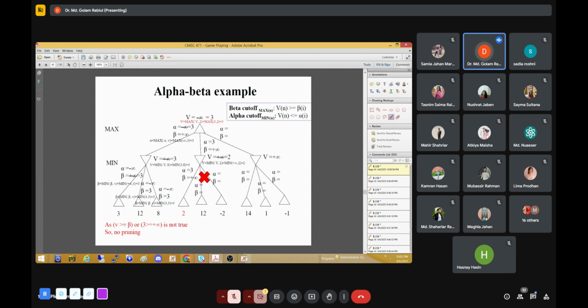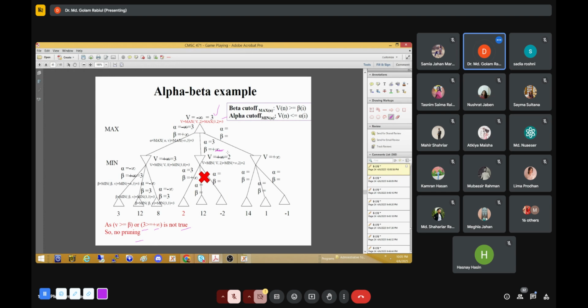So now we can see that here is the 3. This is our V. V is 3 here. And the beta is positive infinite. Okay, the beta is positive infinite. So 3 greater than or equal to positive infinite, is it true? No, not true. So if it is not true, then we have to update the alpha.